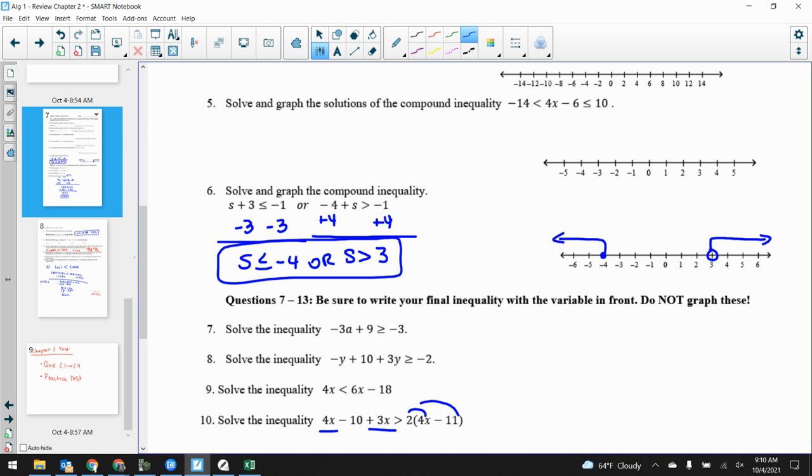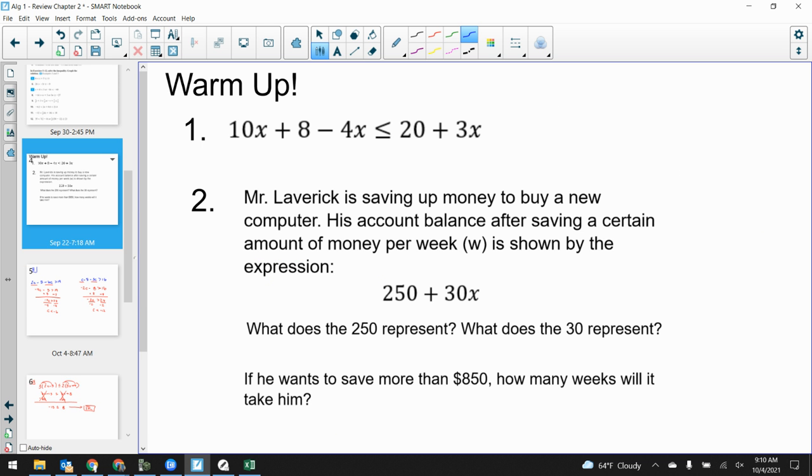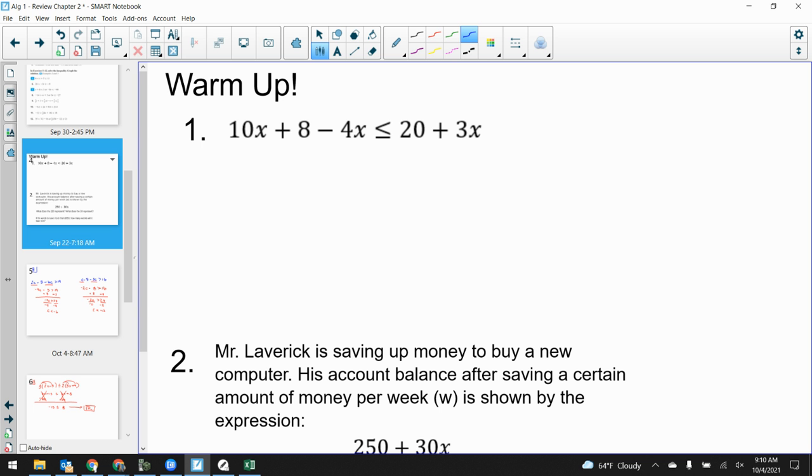Okay, let's go through the warm-up. These 2 questions. Hopefully this makes a little bit more sense. Let me move this down. There we go. All right, so first thing that I want to do here is combine like terms. Everybody please watch this, because I put this problem specifically on here because of the difficulties that we had on the quiz.